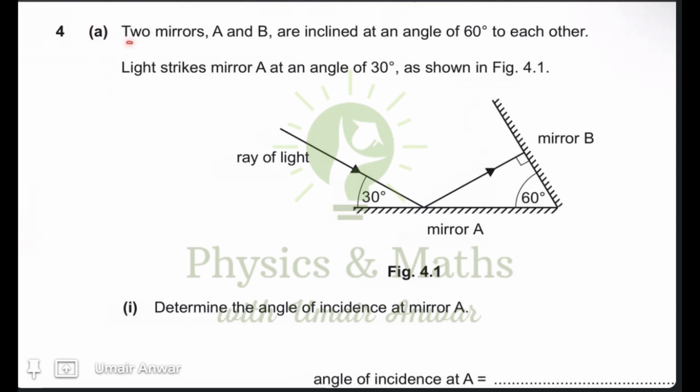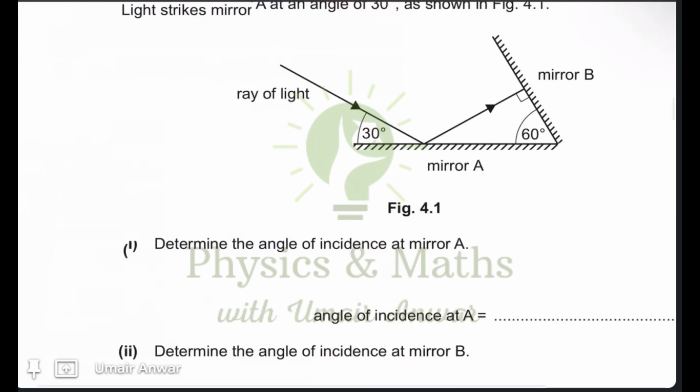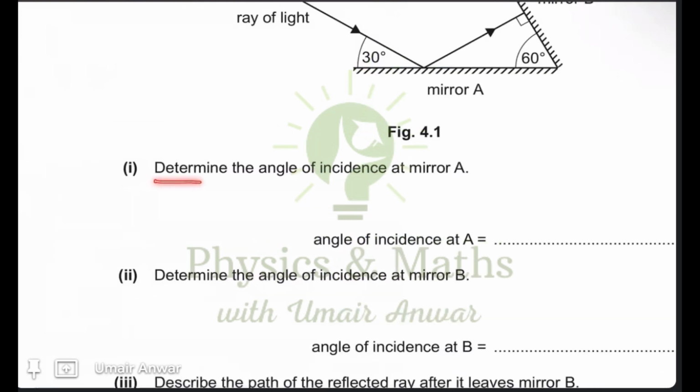The question says two mirrors A and B are inclined at an angle of 60 degrees to each other. So this is the mirror A and this is the mirror B, and they are inclined at an angle of 60 degrees with each other. Light strikes mirror A at an angle of 30 degrees as shown in this figure. So a ray of light is coming and strikes the mirror, and the angle measured is 30 degrees, and it is being measured with the surface of the mirror.